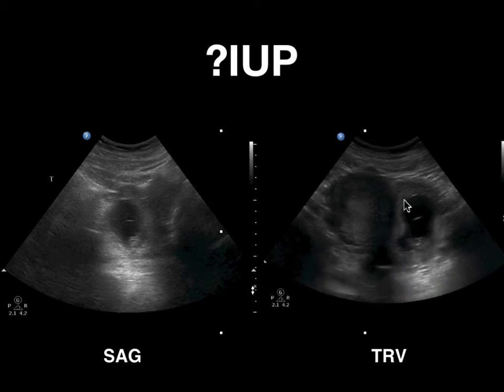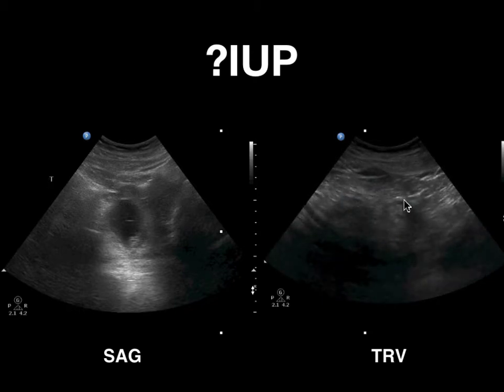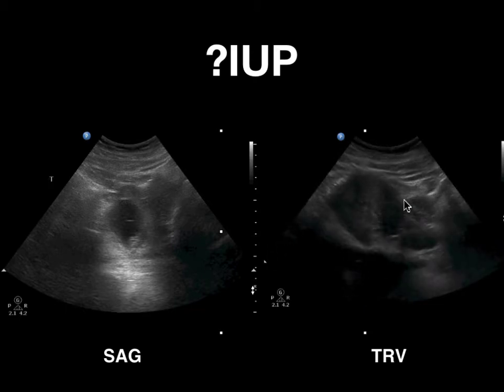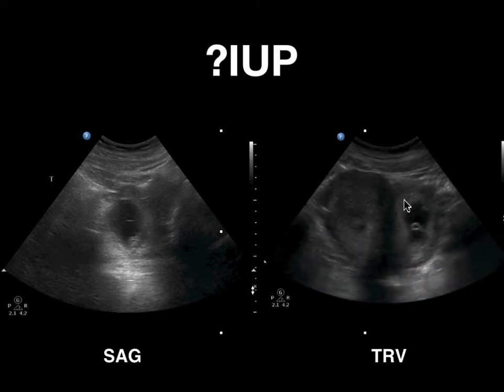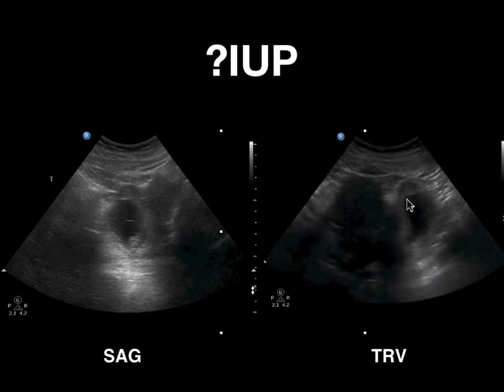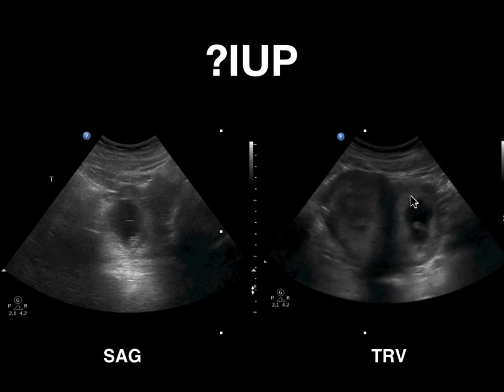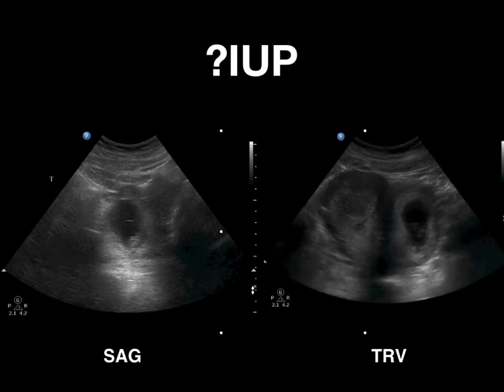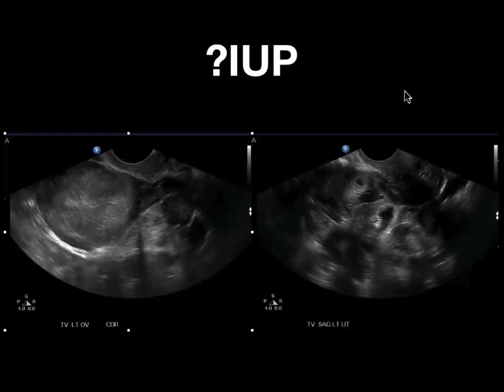So this can be a difficult call, especially when you first begin scanning. My recommendation is that if you're having to measure whether there is a 5 millimeter myometrial border, it's better to have a comprehensive scan done by somebody with more experience, because you don't want to misdiagnose an interstitial ectopic as being an intrauterine pregnancy.